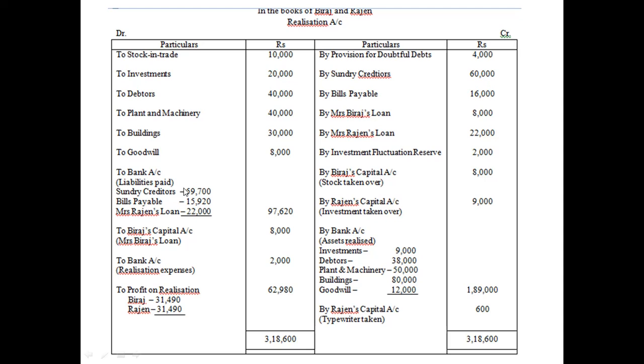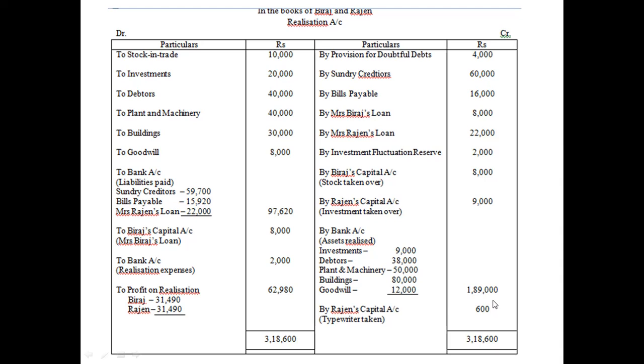After that, we have point number 5, which talks about the realization of assets. Plant 50,000. After that, we have buildings 80,000, and goodwill is 12,000. And the remaining investments, which was after this, Rajan took over 50% of that. So 50% is still left, that is 10,000 is still there. So this leftover investment is again realized at this value 9,000. So the total will be 1,89,000.